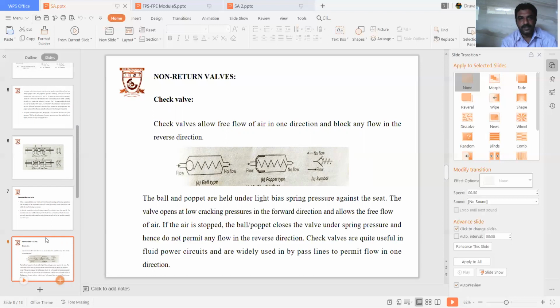So the second example for this non-return valve or check valve is poppet type valve. So here we have a spring attached to the valve. Flow occurs from the left side, it enters the valve, and there is no flow from the opposite direction. Figure B, as you can see, and figure C shows the graphic symbol for the same valve, ball type or poppet type, wherein the flow is indicated by an arrow, and the no flow from the reverse direction is indicated by a dotted line. So these are the two types of non-return valves or check valves.